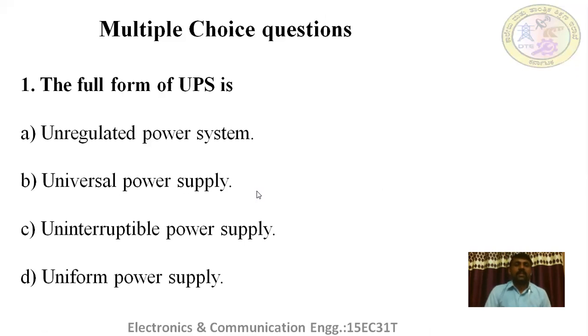So next is multiple choice questions. The first one is the full form of UPS. The options are unregulated power supply, universal power supply, uninterruptible power supply, uniform power supply. The first one is unregulated power supply. No, there is no matter of regulation. It regulates only AC. So this is not a suitable answer. Universal power supply? No, it is uninterruptible power supply. Option C is the correct answer.